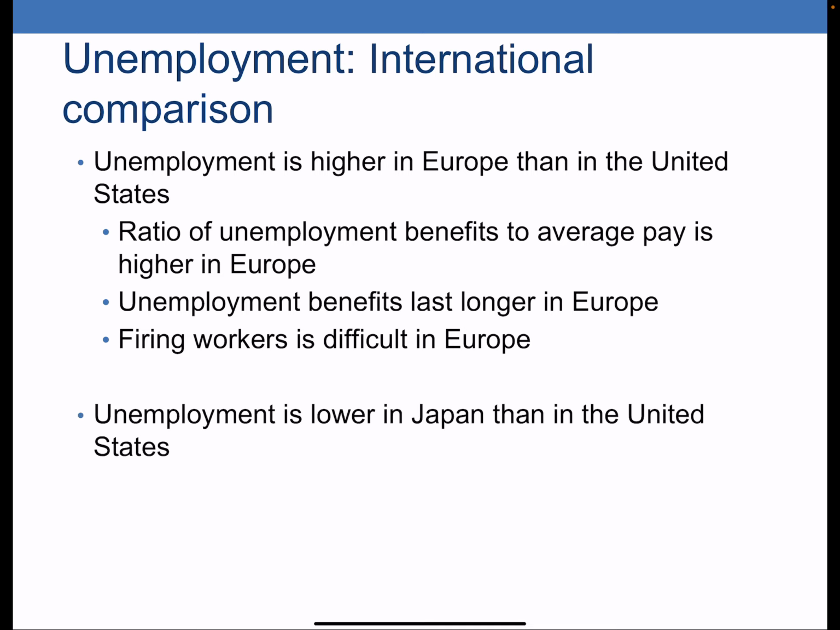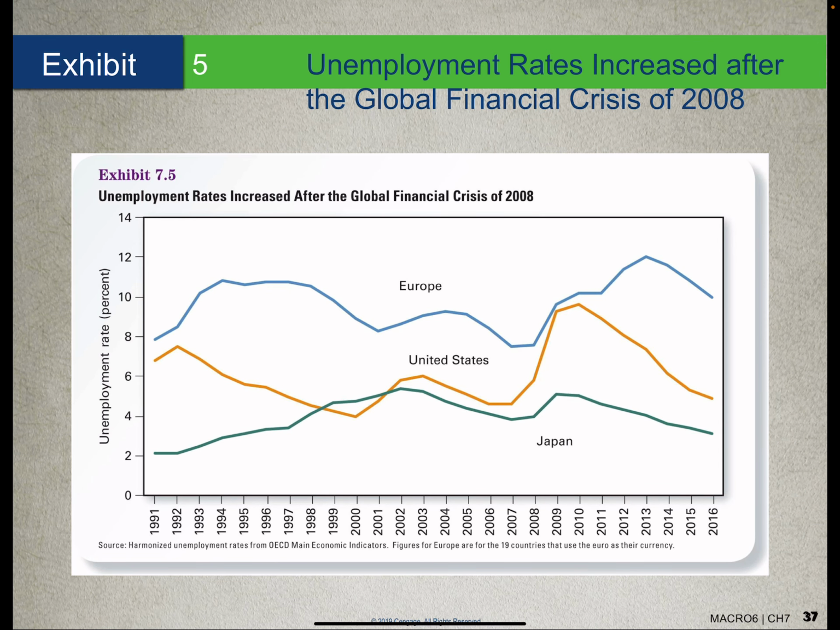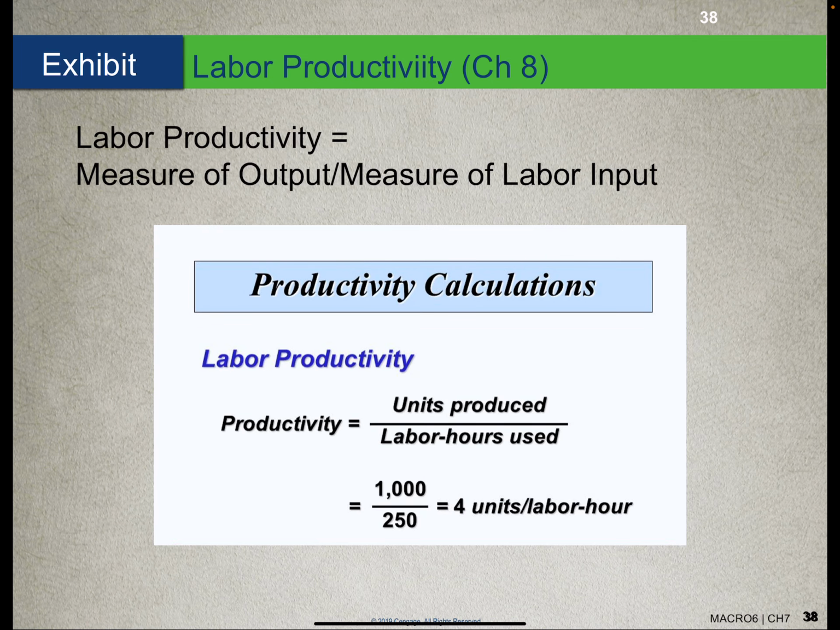Japan witnesses lower unemployment levels. People typically work for one company out of school and they stay there until they retire. That's still very normal culturally in Japan. And so this is just what this graph is showing: differences between those three different areas, US, Europe, and Japan.